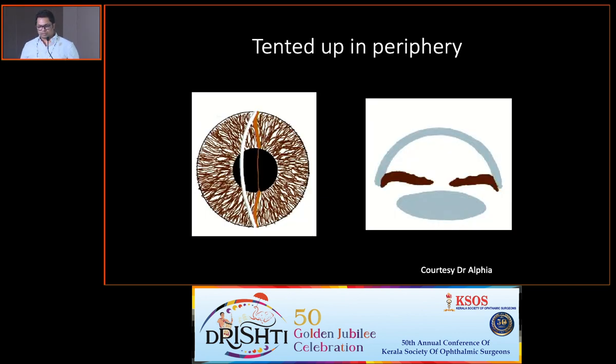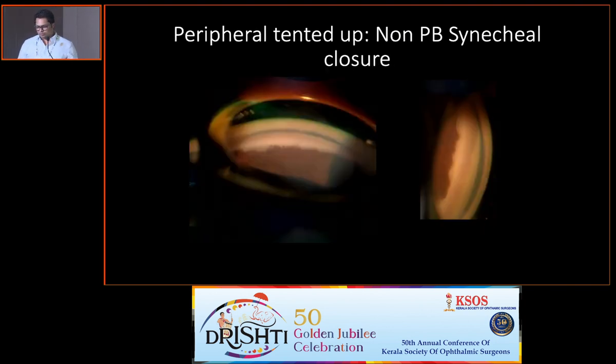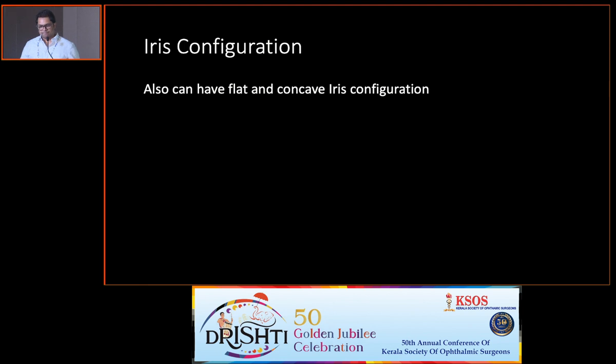Next is tented up in the periphery. These are pull mechanism glaucomas. The central AC is formed, and in the periphery, the iris is pulled up. These are seen in uveitic glaucomas and neovascular glaucomas. Other examples are also there. So here you can see multiple focal synechiae in the angle. There is no pupillary block here. The other iris configurations that we can have are flat iris configuration and concave iris configuration.